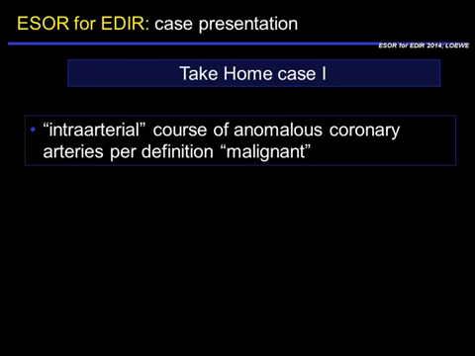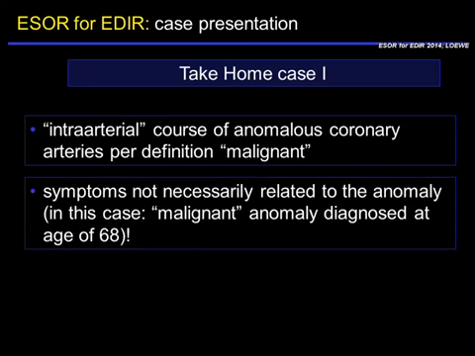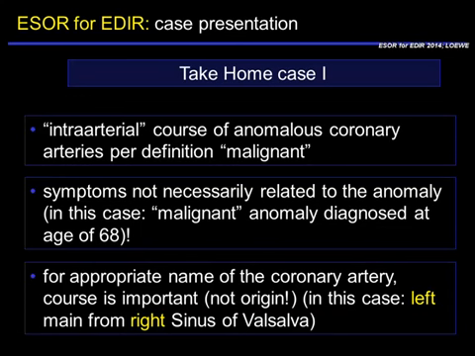So the intra-arterial course of an anomalous coronary artery, and this is the take-home message of this case, per definition has to be called malignant. However, the symptoms are not necessarily related to the anomaly. In this case, it's a rather old patient suffering from this malignant anomaly. However, it's very important to indicate it in the report.